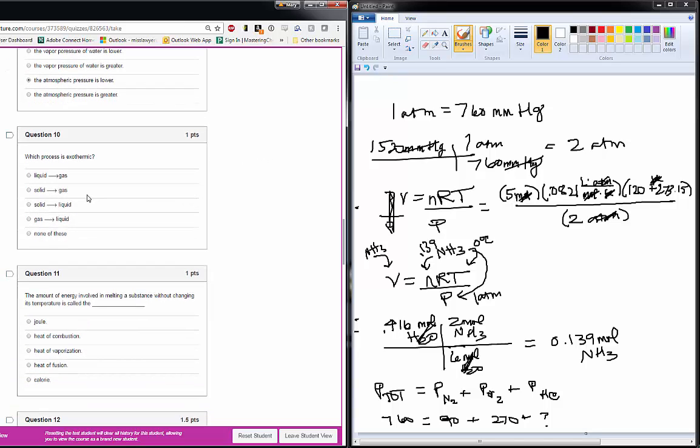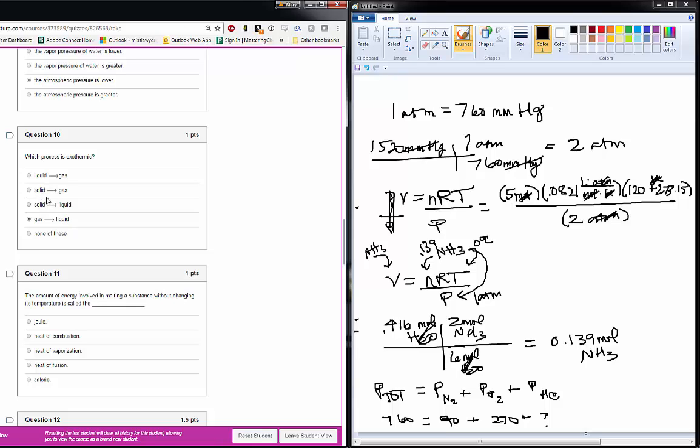Next, which process is exothermic? That's going from a higher energy state to a lower energy state. Gases are our highest energy state. Solids are our lowest energy state. So going from a gas to a liquid, that's higher energy state to a lower energy state. That's going to have to release energy in order to make that transition.